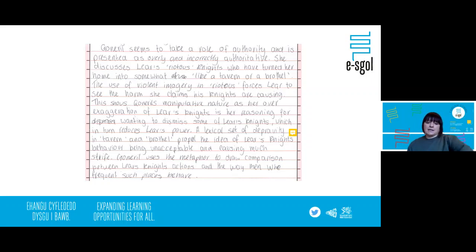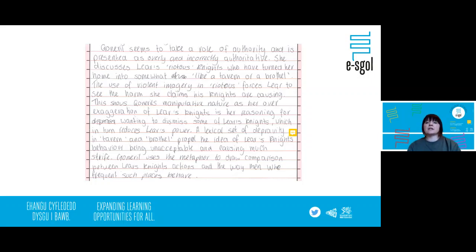So Goneril seems to take a role of authority and is presented as overly and incorrectly authoritative. She discusses Lear's riotous knights who have turned her home into somewhat like a tavern or a brothel.